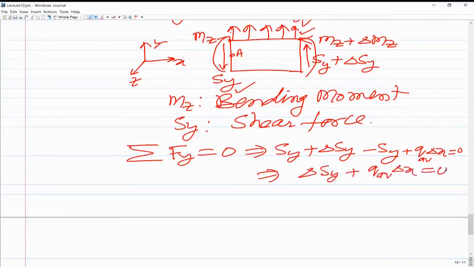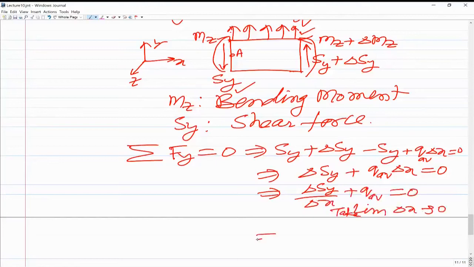So you will see that this delta Sy, and plus we will have q average into delta x equal to 0. Then what you do, you divide it by delta x and take the limit. So we will have delta Sy upon delta x plus q average equal to 0, and then take the limit, delta x going to 0. The first term will give you dSy by dx, and then the q average will become the exact value of q at a particular point x. So this will be one equation.